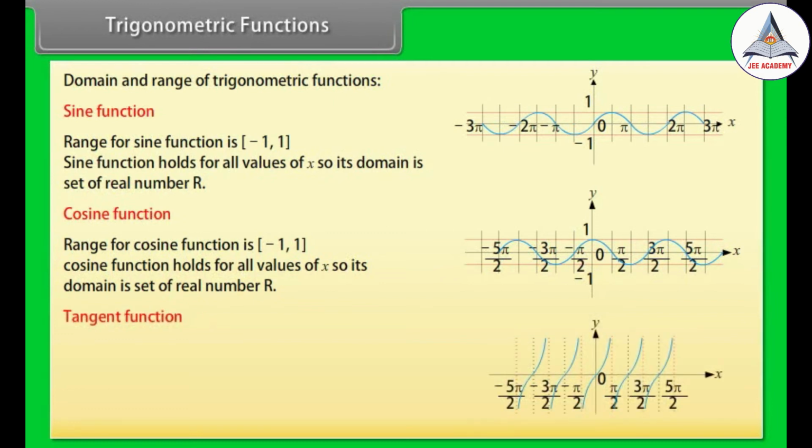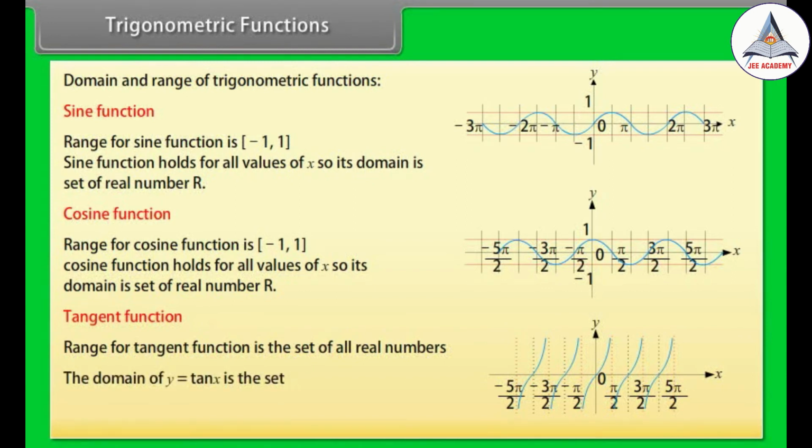Tangent function. Range for tangent function is the set of all real numbers. The domain of y equal to tan x is the set x belongs to real numbers, x not equal to (2n plus 1) pi by 2, where n is any integer.